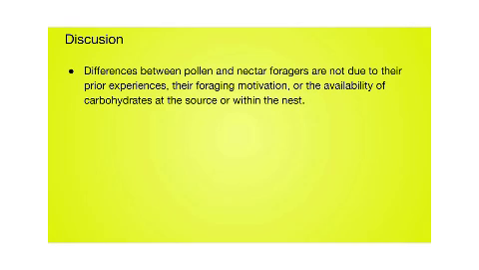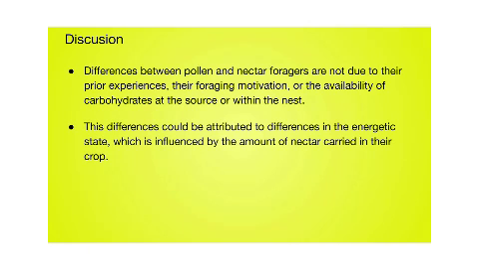Our results suggest that the differences in sugar response thresholds between the pollen and nectar foragers are not due to their prior experiences or motivational state during resource collection, but are inherent to each group of foragers. In line with previous evidence showing that bees increase sugar response thresholds when satiated with carbohydrate, the differences in sugar response thresholds could be explained by the differences in satiety levels, with the pollen foragers showing a higher food supply in their crops.